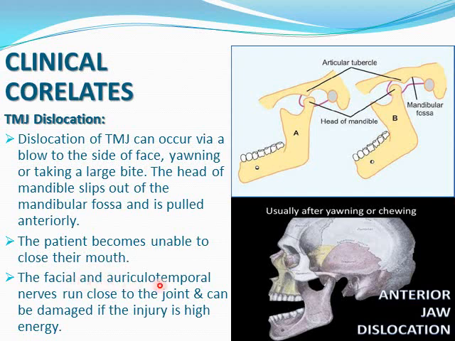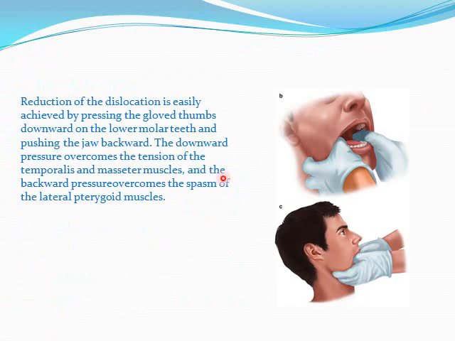The facial and auriculotemporal nerves run close to the joint and can be damaged if the injury is high energy. Reduction of the dislocation is easily achieved by pressing the gloved thumbs downwards on the lower molar teeth and pushing the jaw backwards. The downward pressure overcomes the tension of the temporalis and masseter muscle, and the backward pressure overcomes the spasm of the lateral pterygoid muscles.